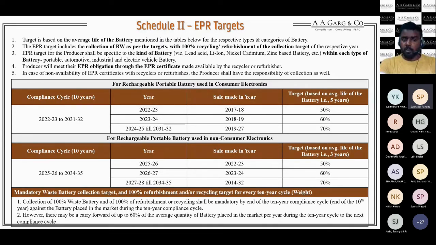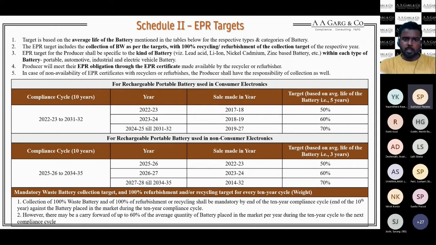In case of non-availability of the EPR certificate with recycler refurbishers, the producer shall have the responsibility of the collection. So this is related to the EPR target. Now I will quickly take you through what the target is and how it is defined in this Schedule 2. Firstly, the target is given for the 7 categories of battery.